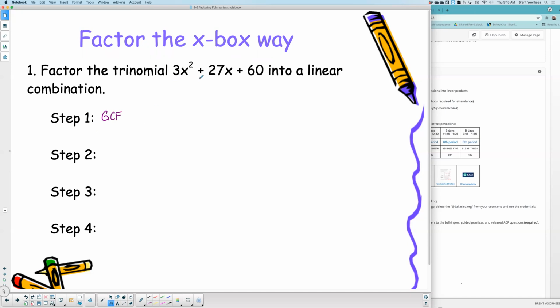All right. So does this trinomial have a GCF? 3. Now I'm going to say NA if it doesn't have one, or we can write none. But this one does. What's common all the way across? 3. Okay. So if we divide out a 3, let's see what we're left with. 3x squared divided by 3 would be x squared. 27x divided by 3 would be 9x. And then finally, 60 divided by 3 is 20.